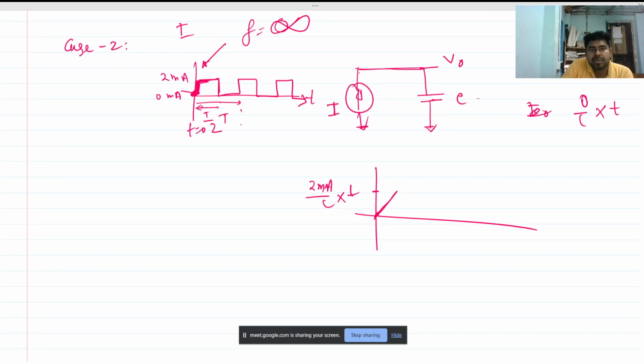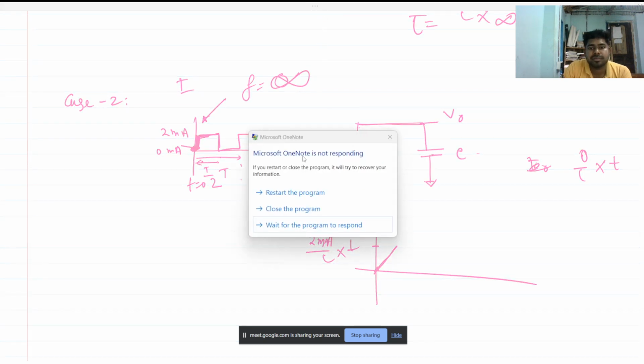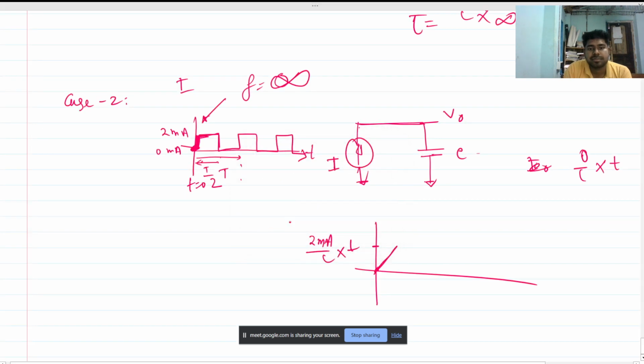If I draw the waveform in between, it will be like this. Now up to that point the current source is 0, so it will be an open circuit. The capacitor cannot charge in this way and cannot discharge, because there is no discharging path. So it will hold its previous value up to that point. This will be our T by 2 and this is our T.